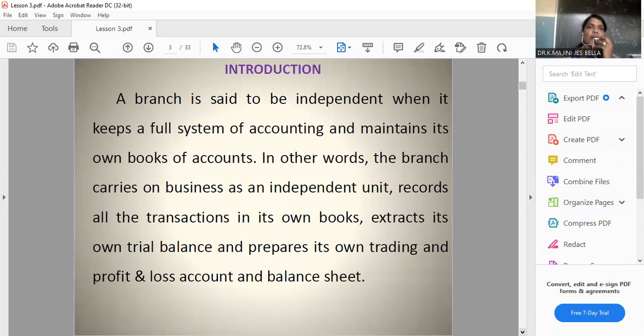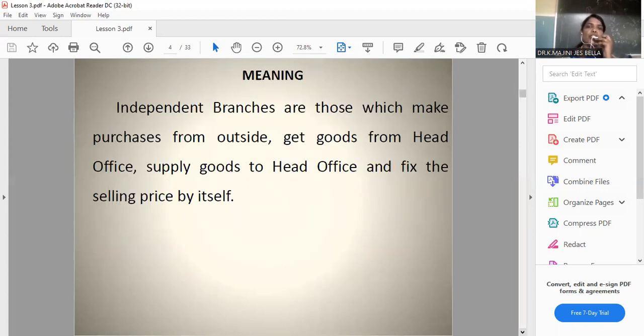First, we can see the introduction of independent branch. A branch is said to be independent when it keeps a full system of accounting and it maintains its own books of accounts. In other words, the branch carries on business as an independent unit. It records all the transactions in its own books. It extracts its own trial balance and prepares its own trading and profit and loss account and balance sheet.